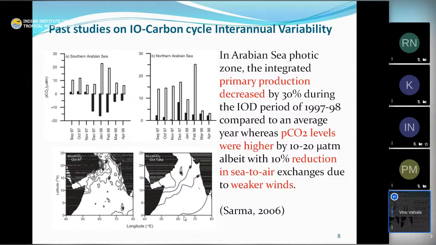What they noticed is that in the Arabian Sea, in the photic zone, meaning the upper few tens of meters of the ocean, the integrated primary production decreased by 30% during the IOD of 97-98 compared to an average year, whereas pCO2 levels were higher by 10 to 20 microatmospheres, albeit with a 10% reduction in sea-to-air exchange due to weaker winds. This is the conclusion they arrived at. So they noted that the IOD has an impact on the Indian Ocean carbon cycle.